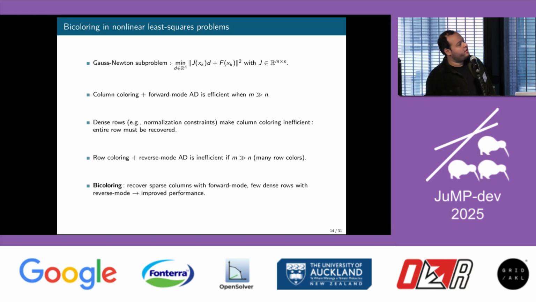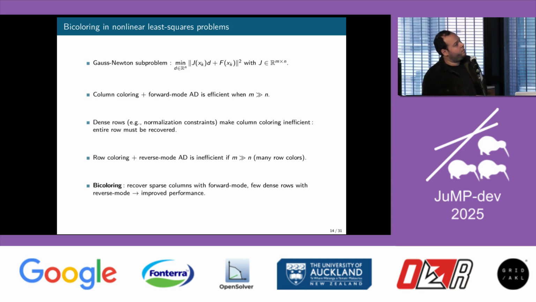So this is also another example. They explain that if we have both a dense row and a dense column in your Jacobian, row or column coloring alone will be useless, and bicoloring is the way to go. But potentially, if we only have a dense row or a dense column, it can also make sense to use bicoloring.